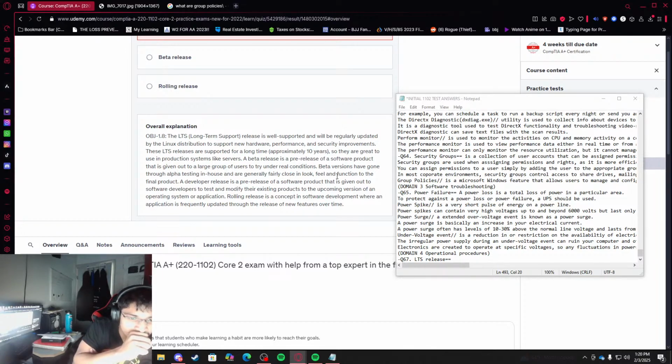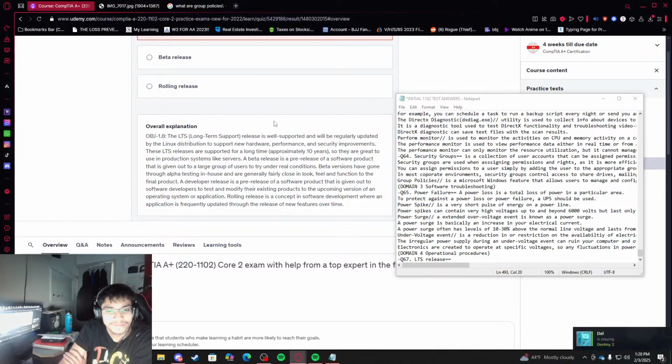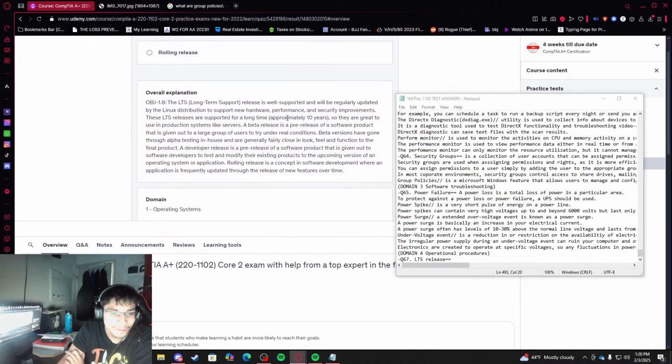Beta versions have gone through alpha testing in-house and they're generally close in look, feel, and function to the final product. A developer release is a pre-release of a software product that is given out to software developers to test and modify their existing products to the upcoming version of an operating system or application. Rolling release is a concept in software development where an application is frequently updated through the release of new features over time.